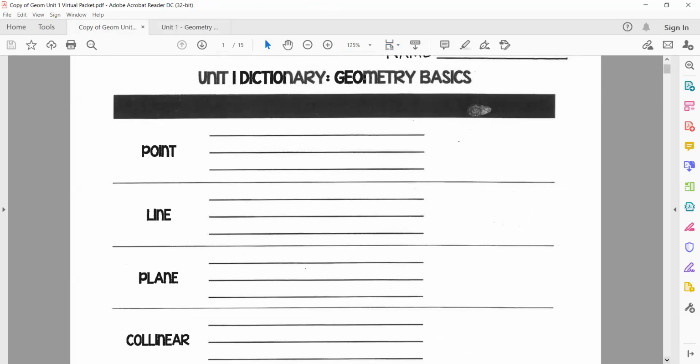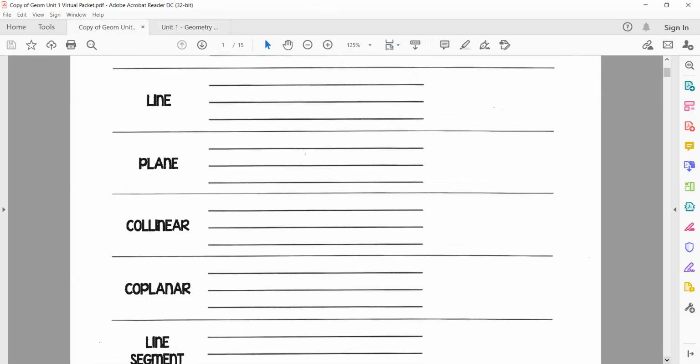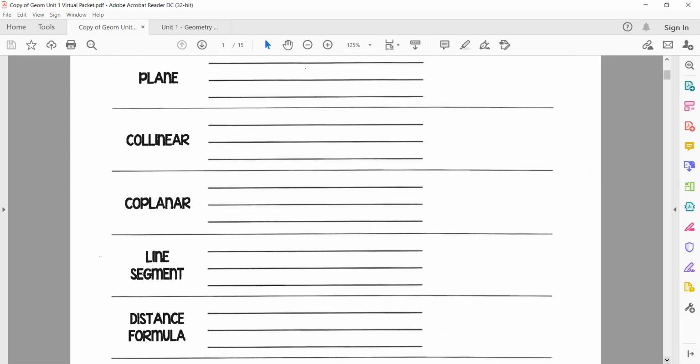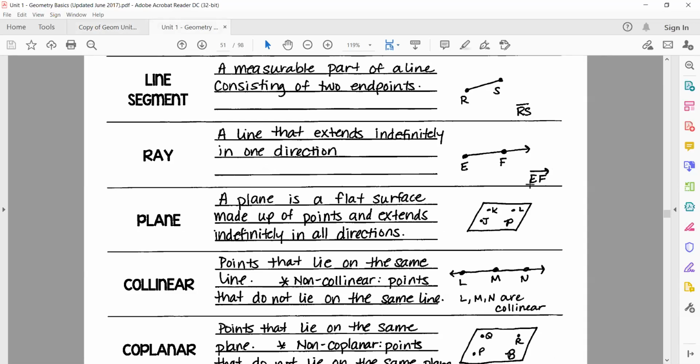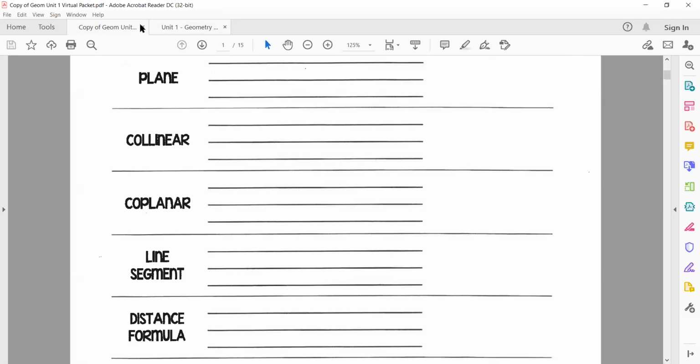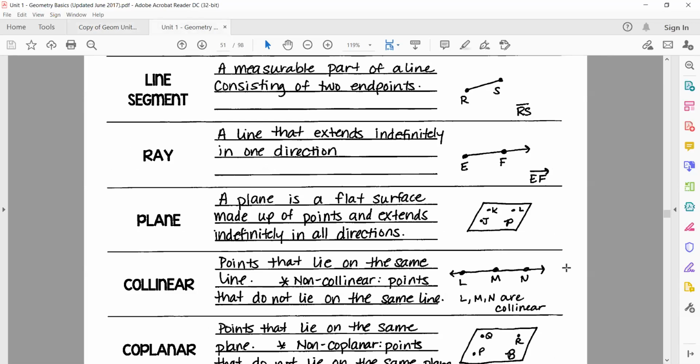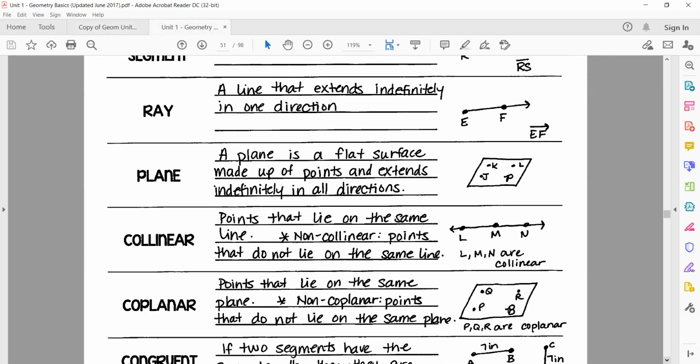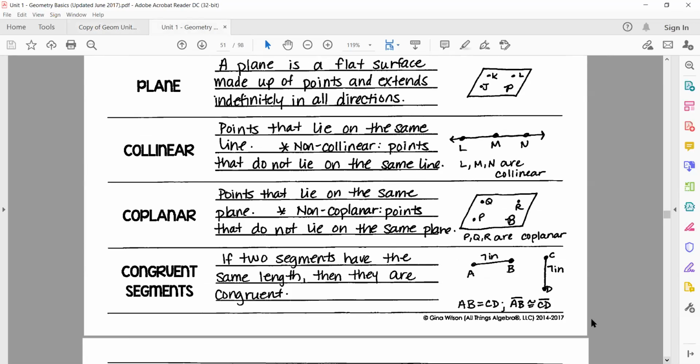One of the things I've always liked about geometry is that it's much more of a visual subject than, say, algebra, because you can draw pictures. So after collinear comes coplanar, points that are on the same plane. Makes sense. Non-coplanar, points that are not on the plane.